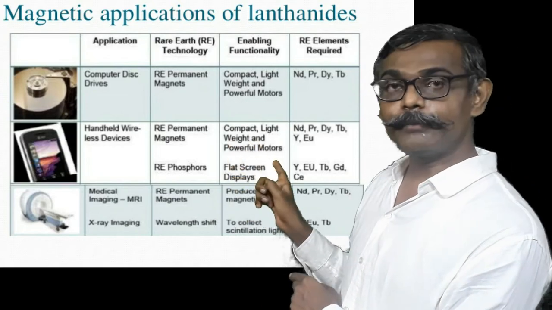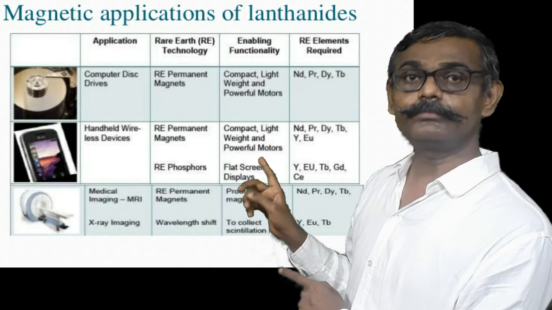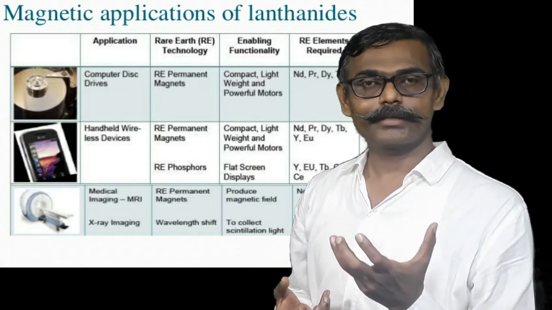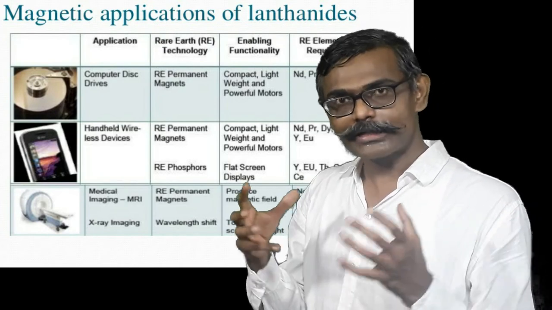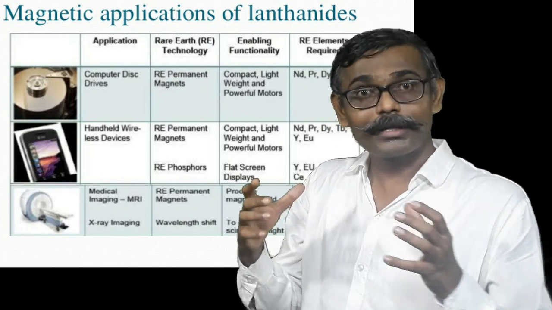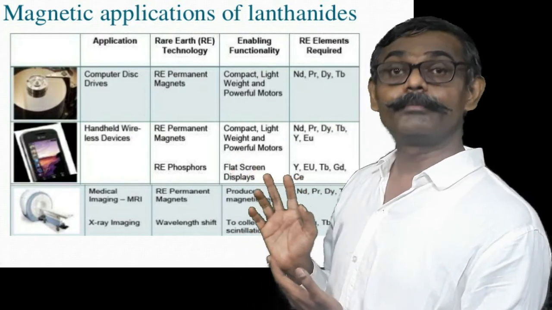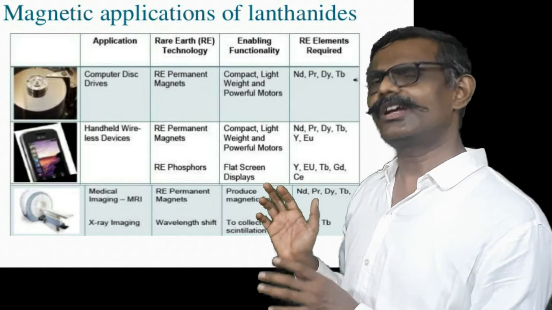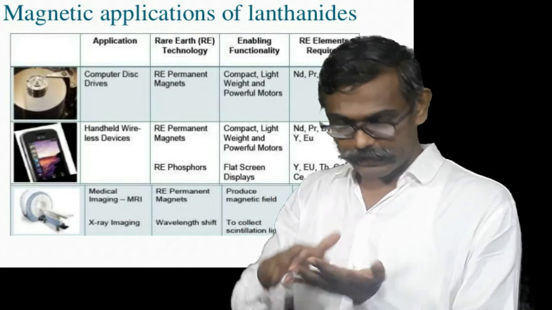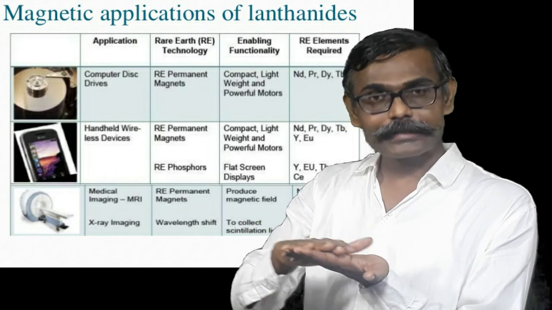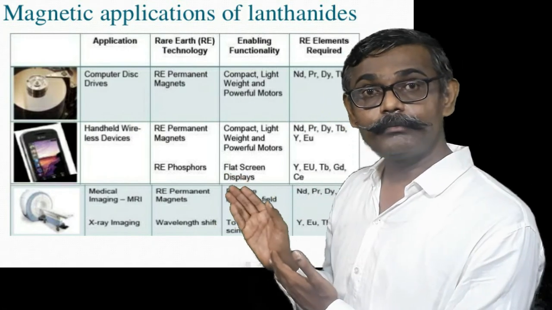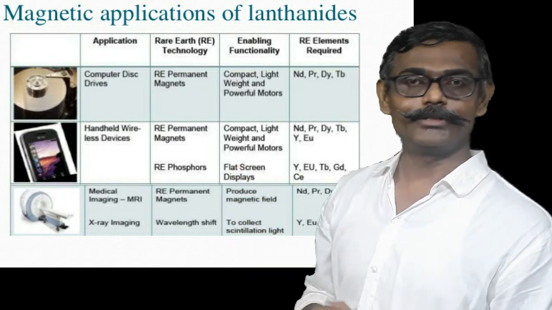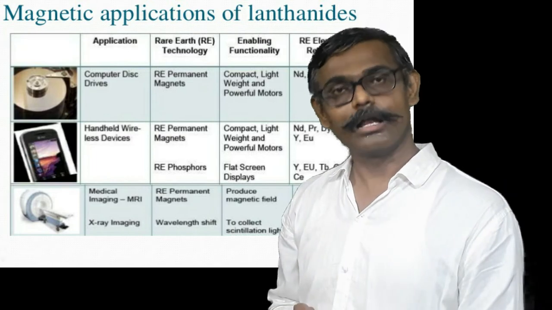In order to prepare compact, lightweight and powerful motors for computer disk drives, which elements are used? Neodymium, praseodymium, dysprosium, terbium. Not only computers, even our wireless devices, say mobile, in this also, for its compactness, in order to have lightweight, who are used? Neodymium, praseodymium, dysprosium, terbium, europium and yttrium also along with them. And in flat screen displays, europium, terbium, gadolinium, cerium are used, and yttrium also.